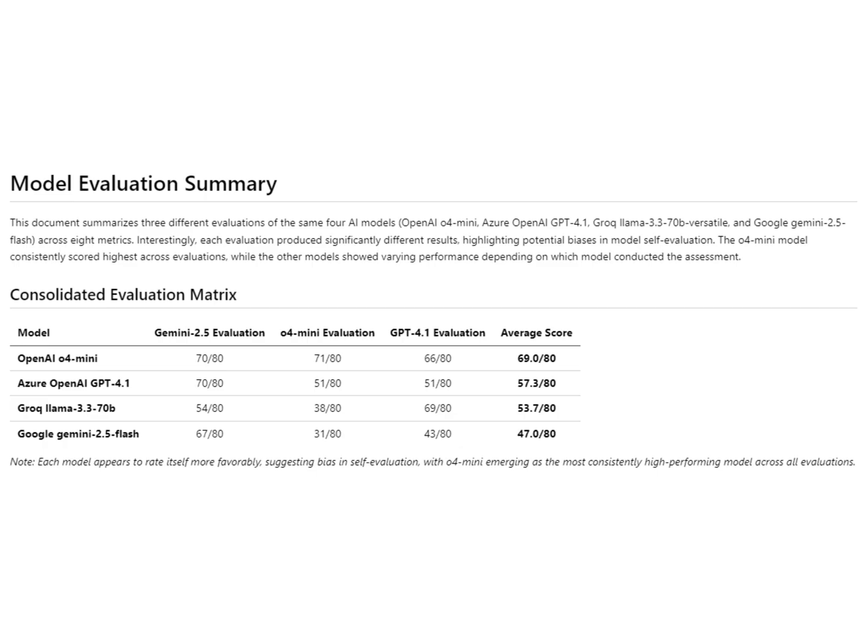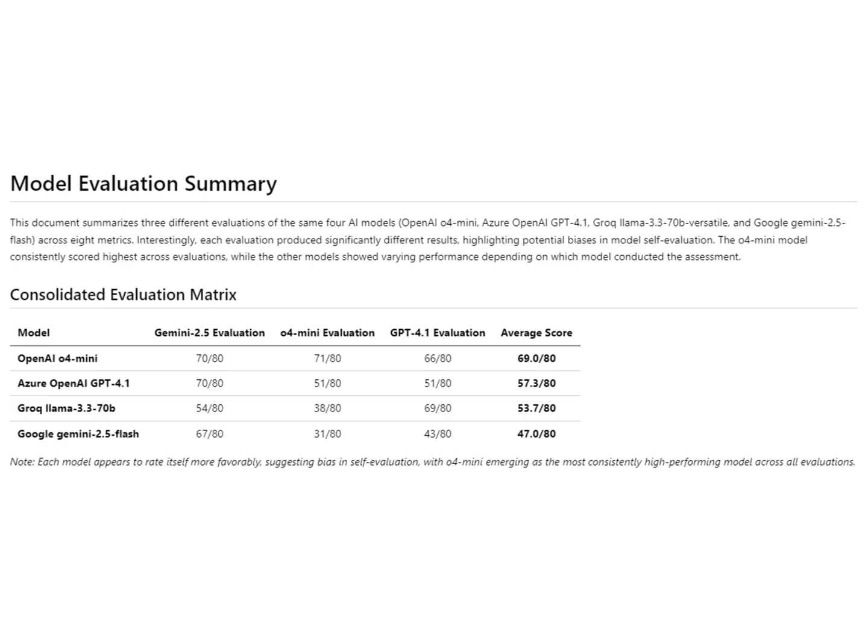Here's how the consolidated evaluation matrix turned out. OpenAI O4 Mini topped the list with an average score of 69 out of 80. Azure OpenAI GPT 4.1 followed with 57.3. Groq's Llama 3.3 70B earned 53.7, and Google Gemini 2.5 Flash came in at 47 out of 80.